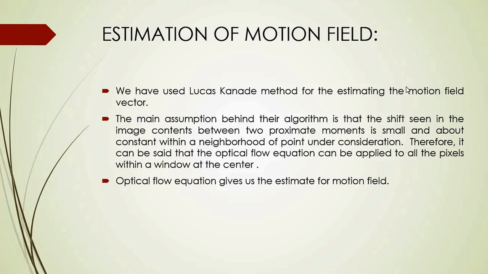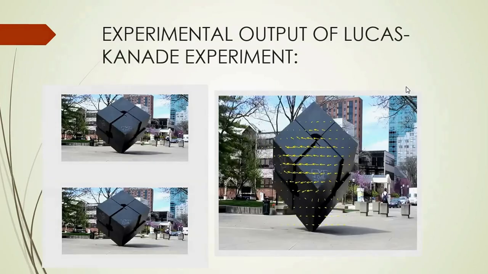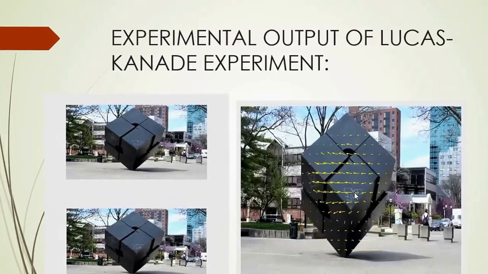Therefore, it can be said that the optical flow equation can be applied to all the pixels within a window at the center, and not some corner or something. So the optical flow equation gives us the estimate for the motion field. When I ran that algorithm, I took two images from a sequence of images taken at different times and applied the Lucas-Kanade method on them. This is how we obtained the optical flow of this image.